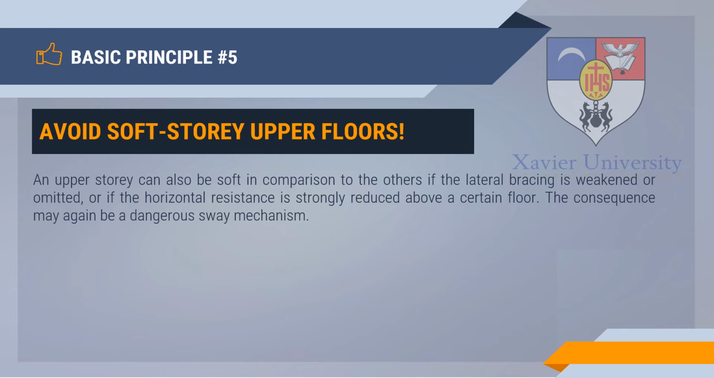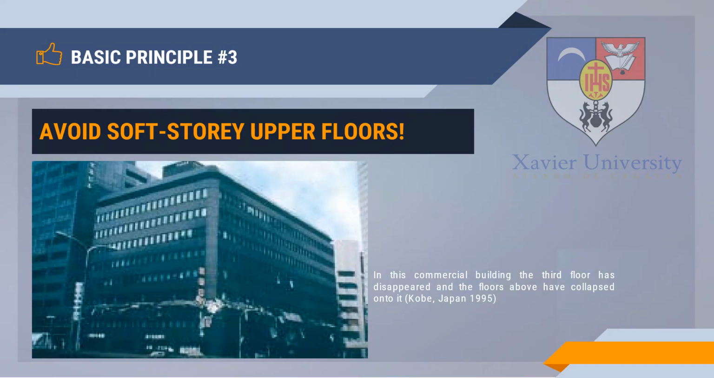So the consequence may again be a dangerous sway mechanism. So in this picture right here, we have a commercial building. The third floor has disappeared and the floors above have collapsed onto it. So you can see in this picture right here that the rest of the upper portion of the building has remained intact while an upper floor has collapsed or has disappeared.